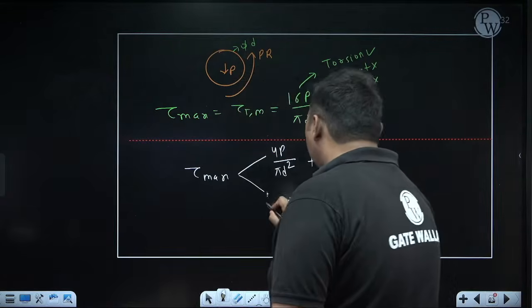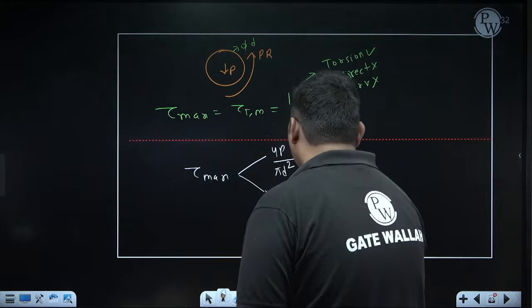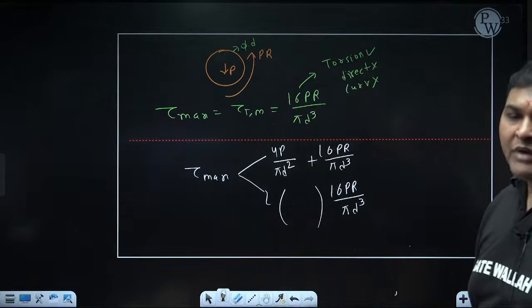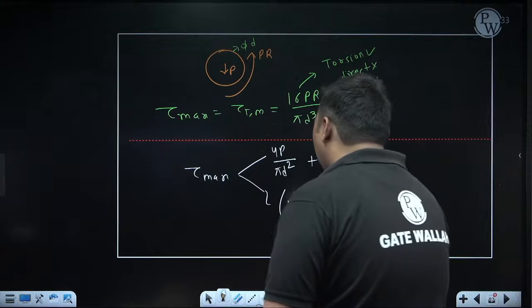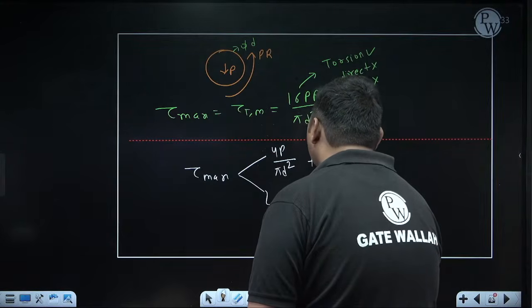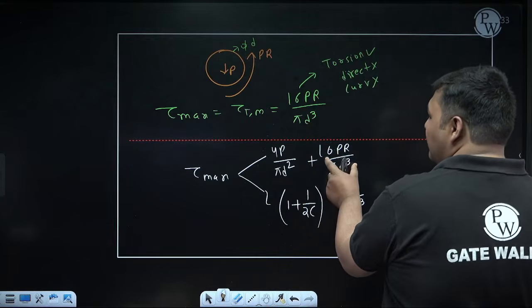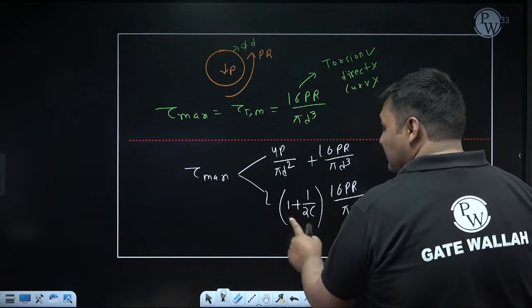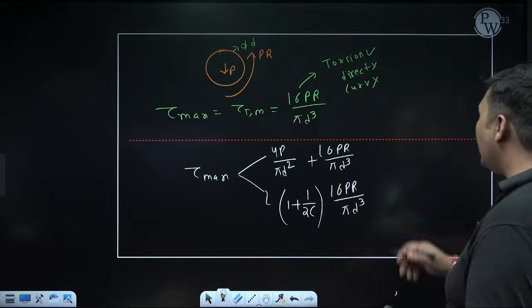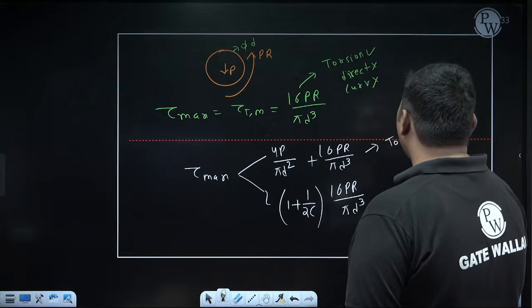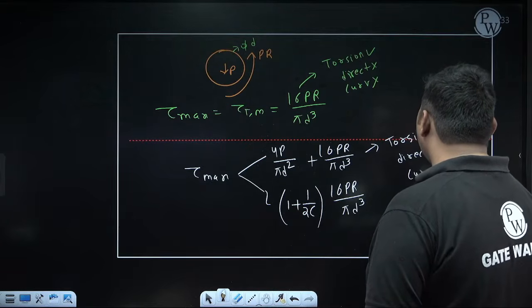Or another way is, first write 16P capital R upon pi d cube, meaning maximum torsion shear stress. Definitely, if we consider the effect of direct shear, the actual shear will be more than this. So to consider the effect of direct shear, here we multiply a factor, which is 1 plus 1 upon 2C. This you can remember. Both formulas are the same. From this formula, if you take 16PR upon pi d cube and do simplification, you will get this answer. So you can remember this 1 plus 1 upon 2C. Here we have considered torsion. Here we consider direct shear. But here we have neglected the curvature effect.